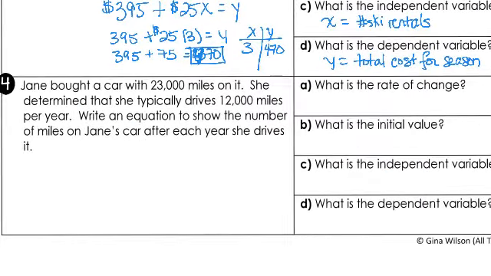All right, let's see. Jane bought a car with 23,000 miles on it. She determined that she typically drives 12,000 miles per year. Write an equation to show the number of miles on Jane's car after each year she drives it. Please pause the video, try it on your own, come back, check your answer.